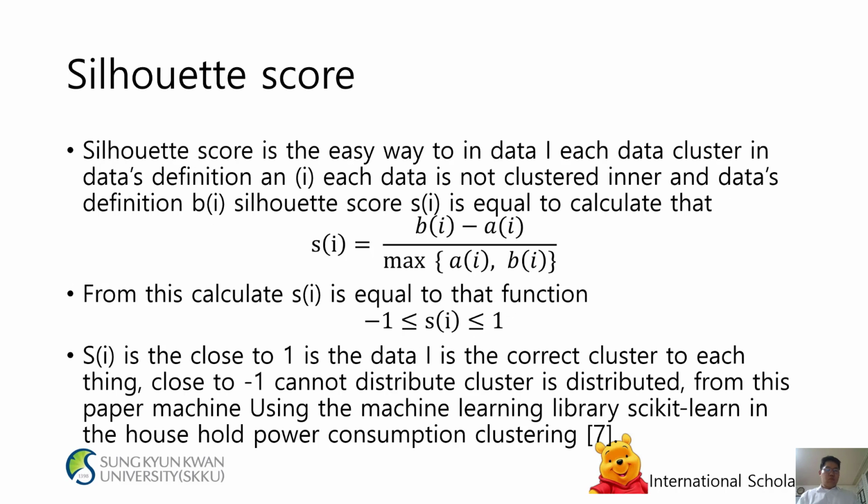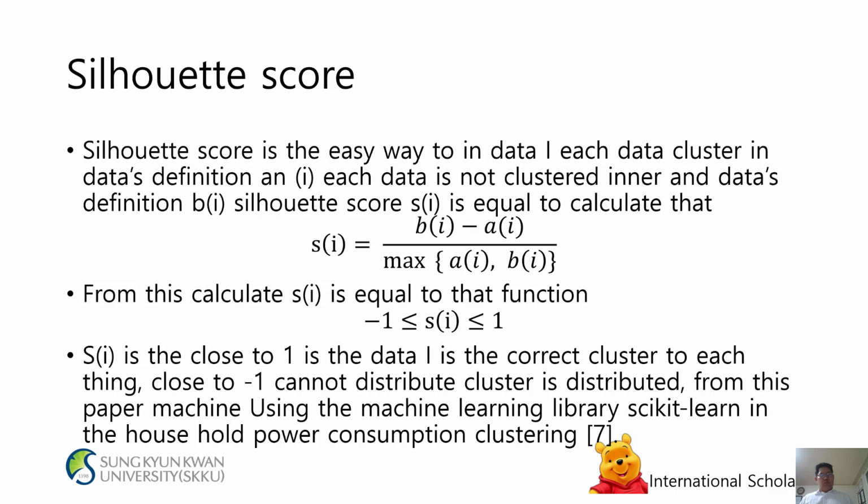The silhouette score is an easy way to evaluate each data point I in its cluster. AI is the data's definition within its own cluster, and BI is for data not clustered in the inner cluster. The silhouette score SI is calculated as SI equals (BI minus AI) divided by max of AI and BI. From this calculation, SI ranges from minus 1 to 1. SI close to 1 means data I is in the correct cluster. Close to minus 1 means it cannot be distributed to a cluster correctly.